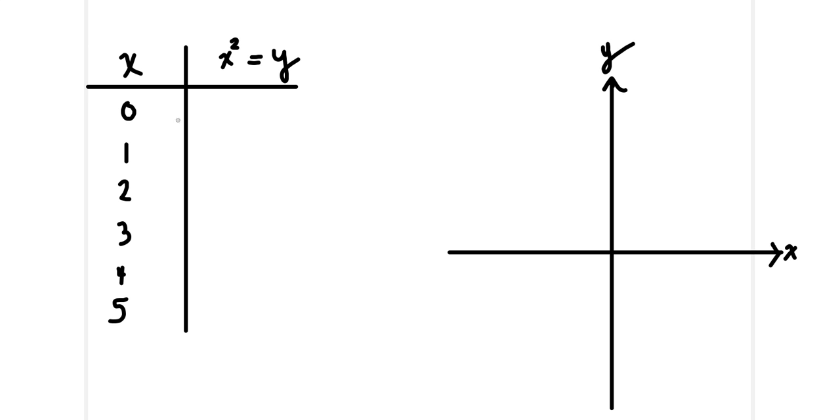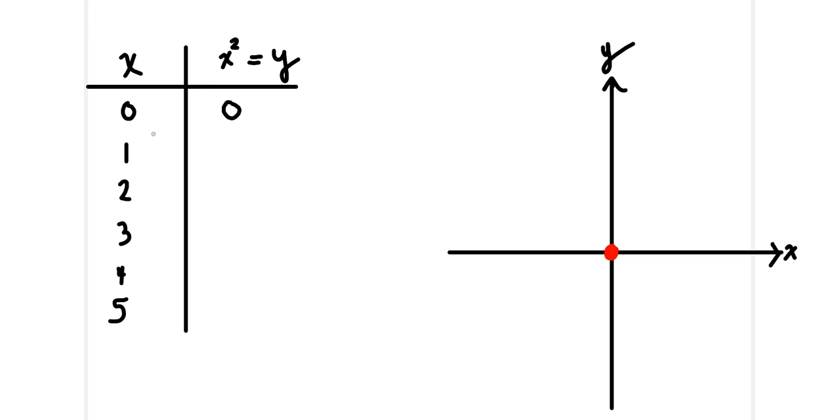Okay, we want to know what the x squared is. Well, what's 0 squared? 0 times 0, 0. And if I was to put that coordinate here, x, then y, on a Cartesian plane over here, let me just make it red. Okay, that would be at the location here, 0, 0.